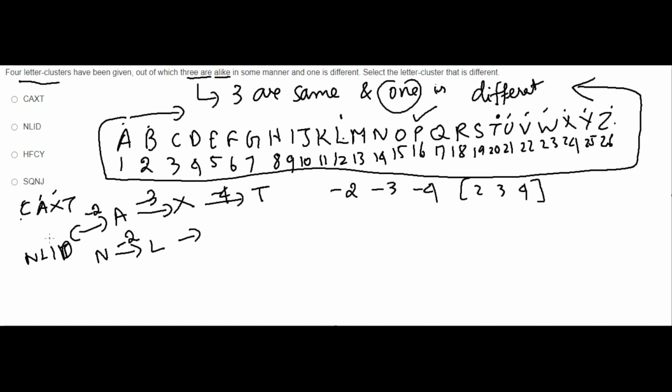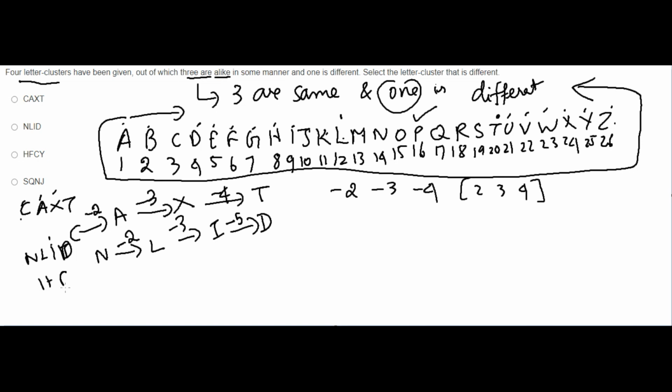Then L to I, right? That is 1, 2, 3. So if you come minus 3, you will get I. Then I to D: 1, 2, 3, 4 and then 5, right? So with minus 5 only, you get D. Once again, just verify: 1, 2, 3, 4, 5th letter.